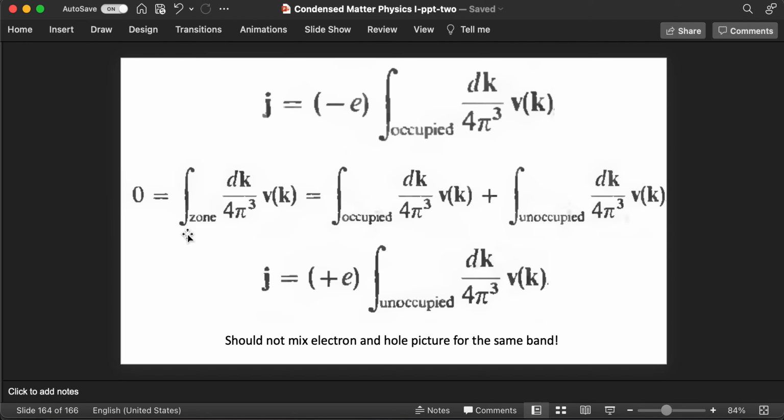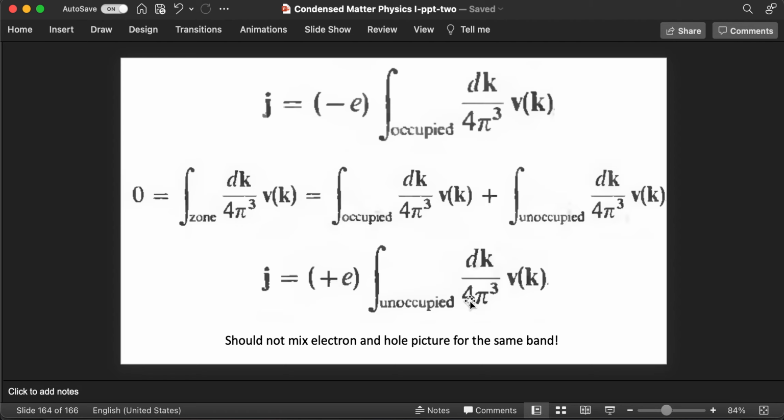So if I do the integration over the entire zone, then the current density would be zero, and I can equate that as the current from the occupied states plus the current from the unoccupied states, and that sum should anyway be zero. I can just invert this equation and write the current density as arising from a positive charge and from the unoccupied states. So this is the current density from electrons, this is the current density from holes.